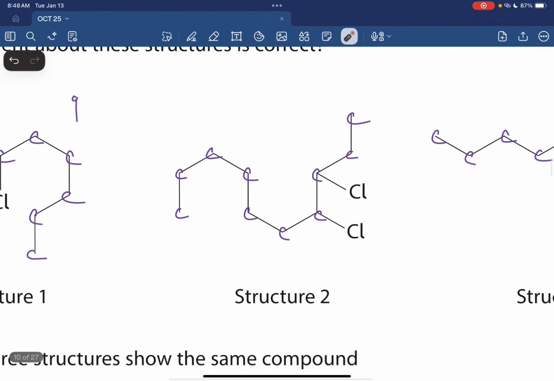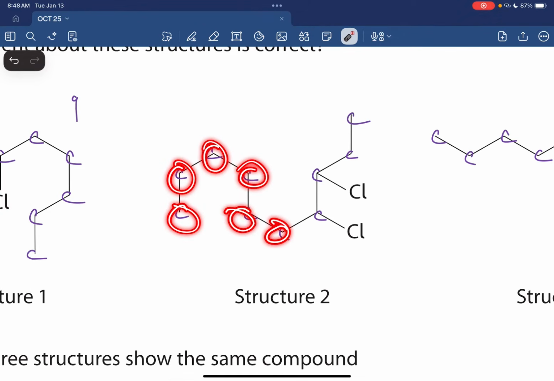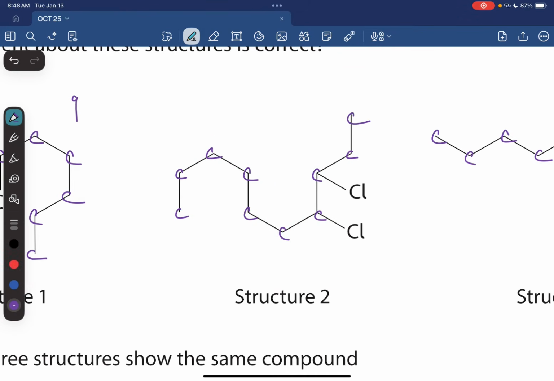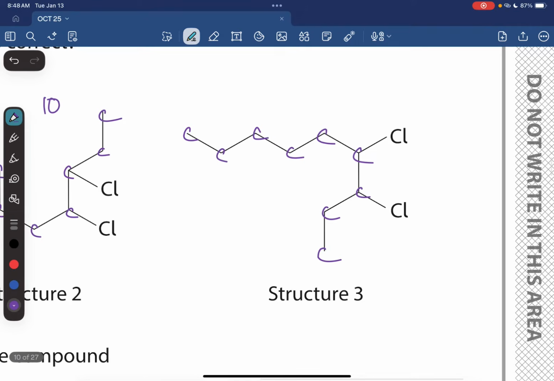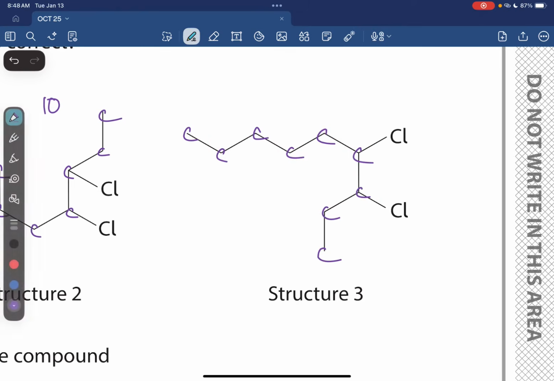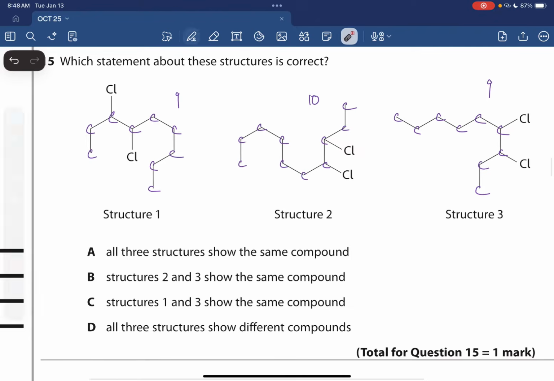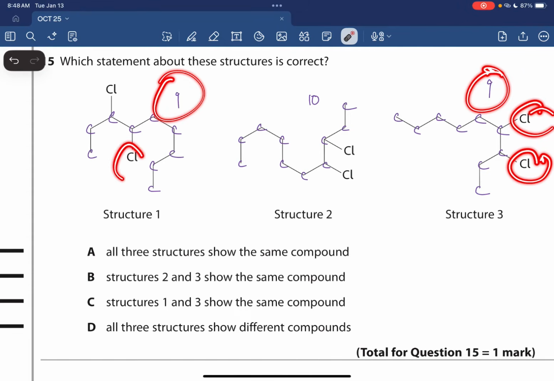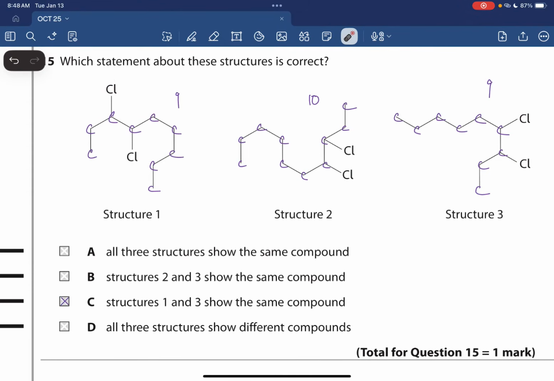How many carbons do we have over here? 1, 2, 3, 4, 5, 6, 7, 8, 9, 10. We have 10 carbons over here. And over here we have 1, 2, 3, 4, 5, 6, 7, 8, 9 carbons. So structures 2 and 3 are the same compound? No, 9 and 10 carbons. Structures 1 and 3 show the same compound? Yes, it does. It has 9 over here. And how many chlorines? 1, 2, and 1. So the answer should be C.